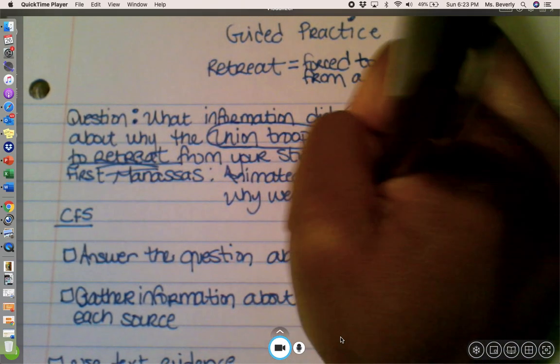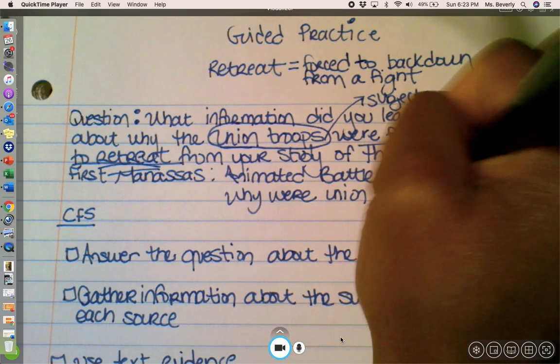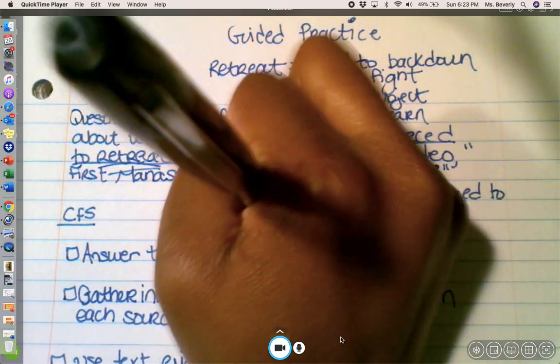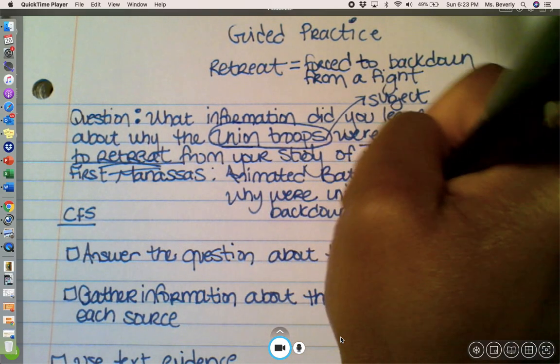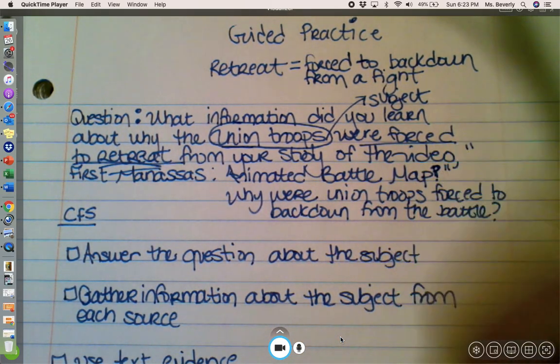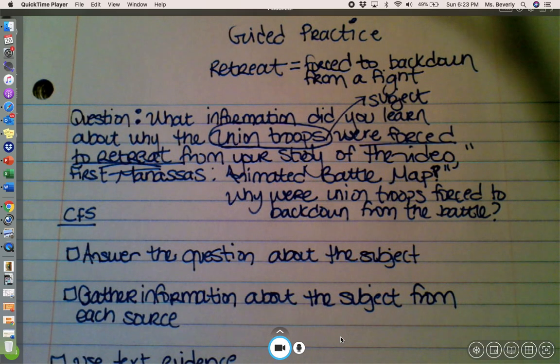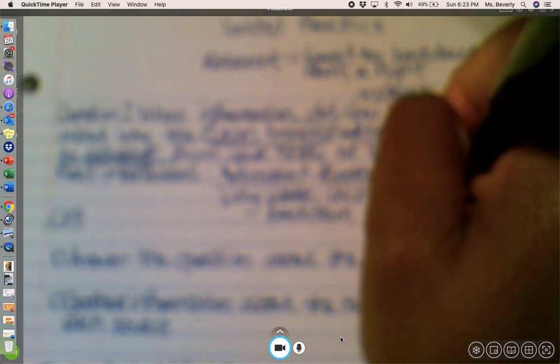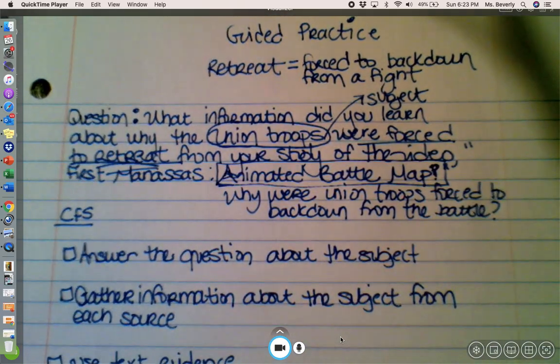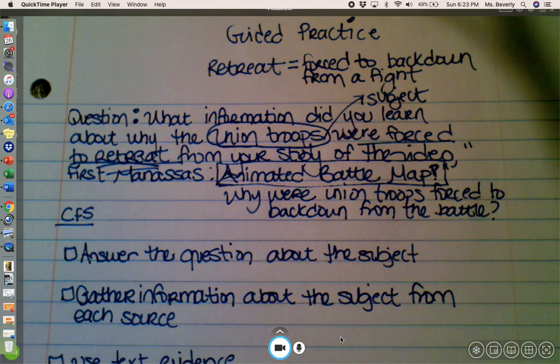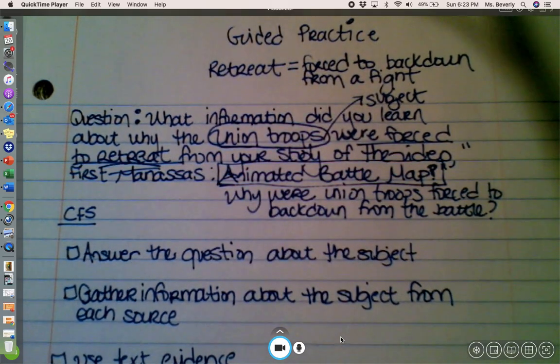So basically what we're answering is, why were Union troops forced to back down from the battle? That's what they're asking us. We're going to use the animated battle map. So I'm going to box that. That's our source that we're focusing on to answer that question. So again, we're just trying to tell, or you're going to tell me, why were the Union troops forced to back down, okay?